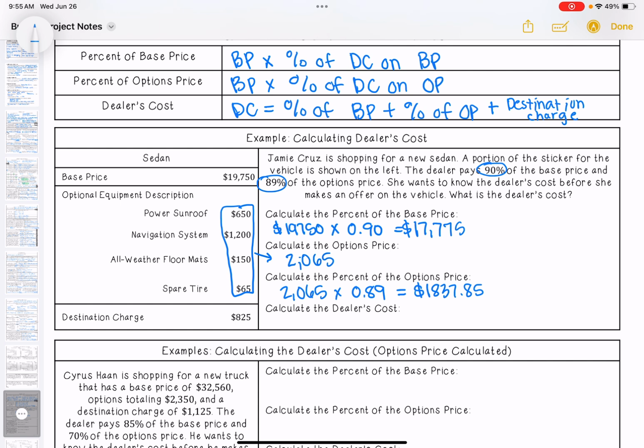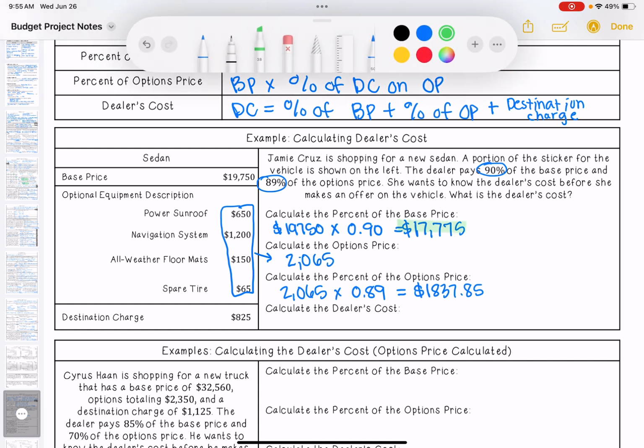All right, now finally we can calculate the dealer's cost. So I'm going to take these two numbers and add it with our destination charge. And that is going to be the dealer's cost of the vehicle.